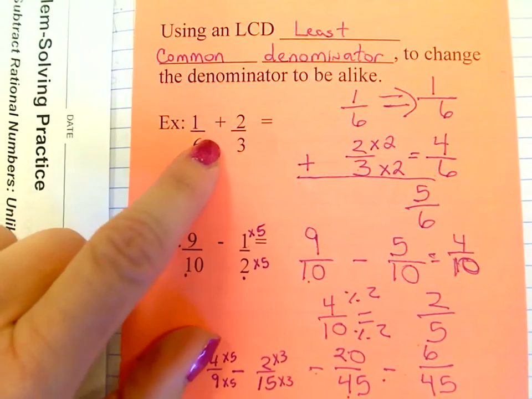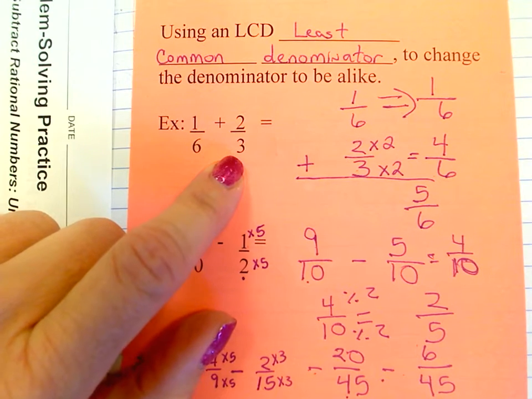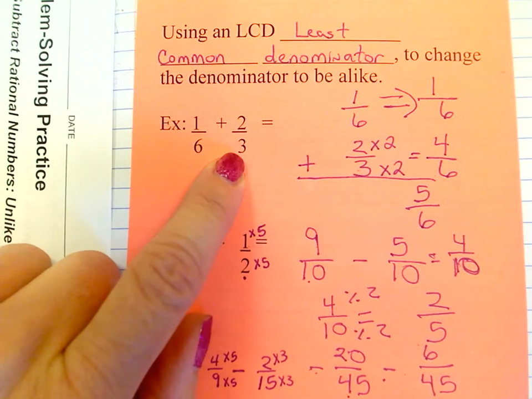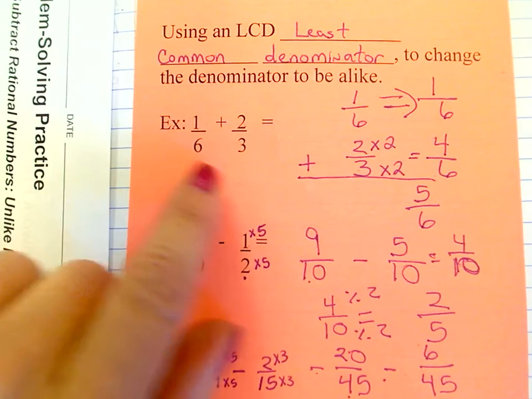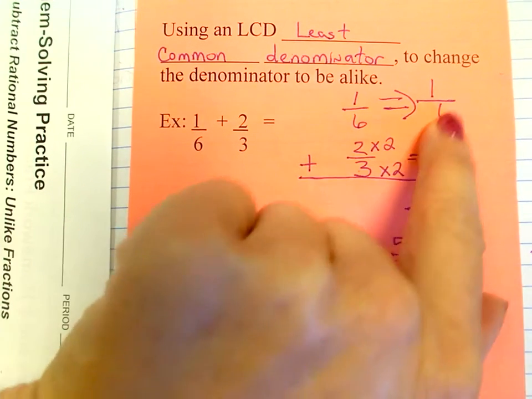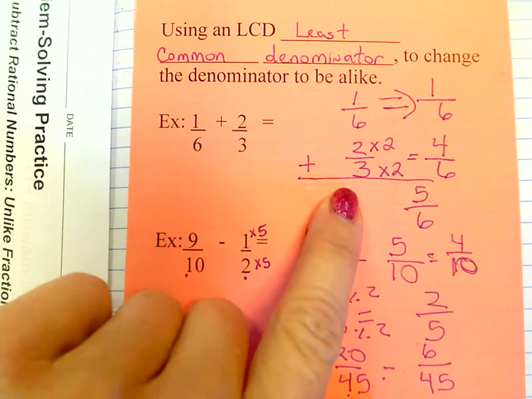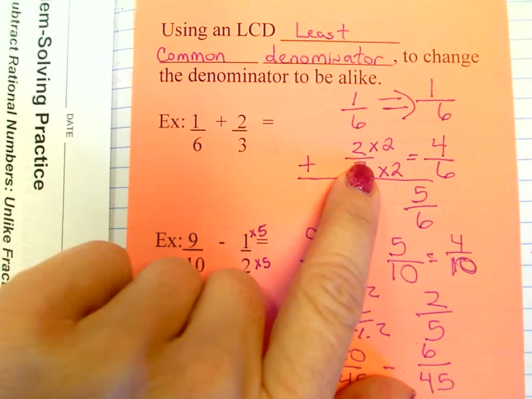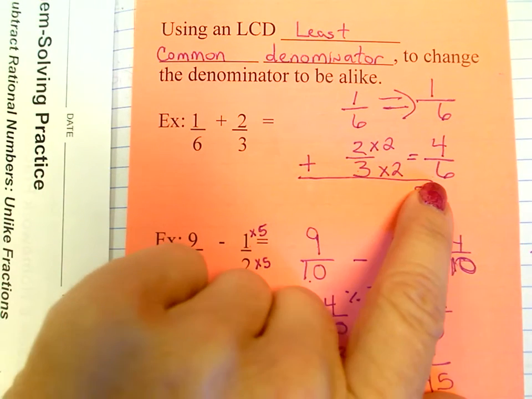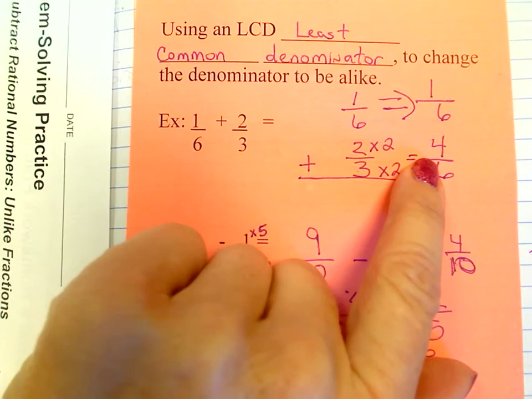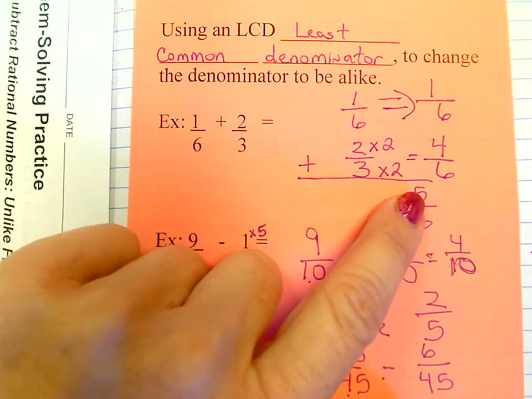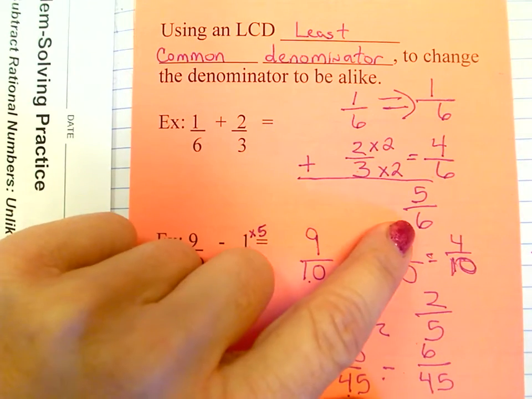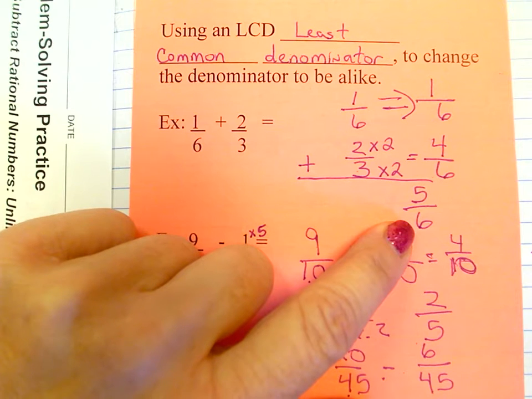So we have 1/6 plus 2/3. 6 would be your least common denominator because 3 can go into 6. So we're going to leave 1/6 the same. 2/3, we're going to multiply each by 2, because what you do to the bottom, you must do to the top. So 3 times 2 makes 6. 2 times 2 is 4. Now I have the same denominator, so I can add them. So 4 plus 1 is 5. And then once you find the denominator, you keep it.